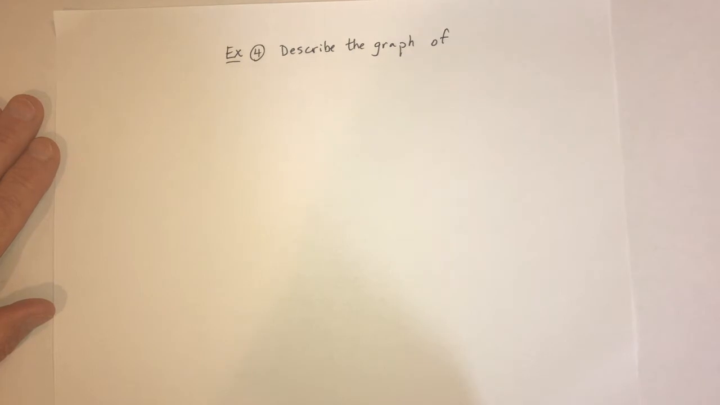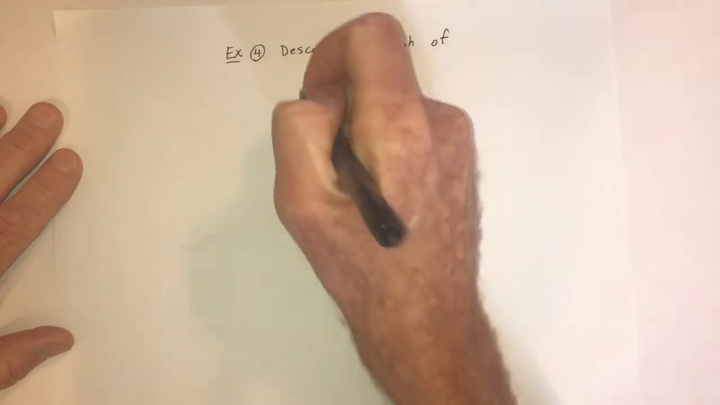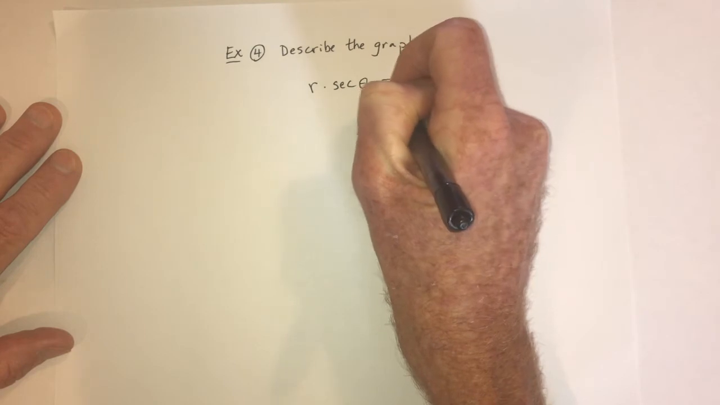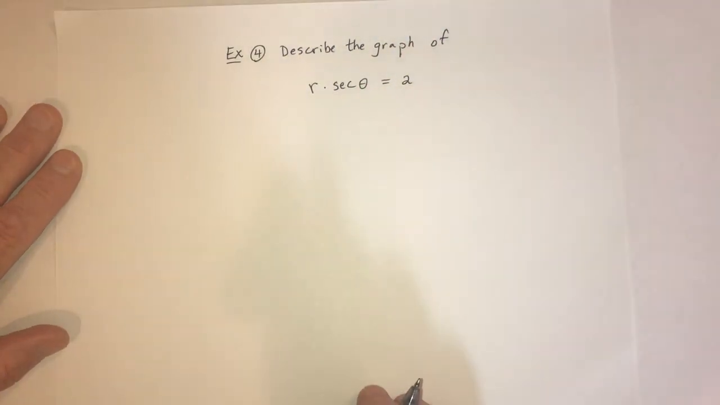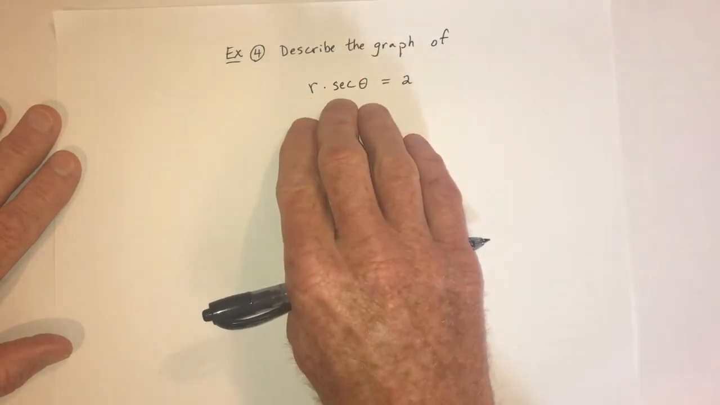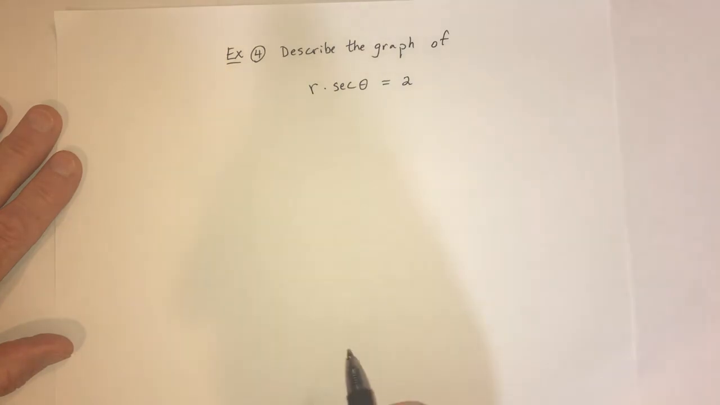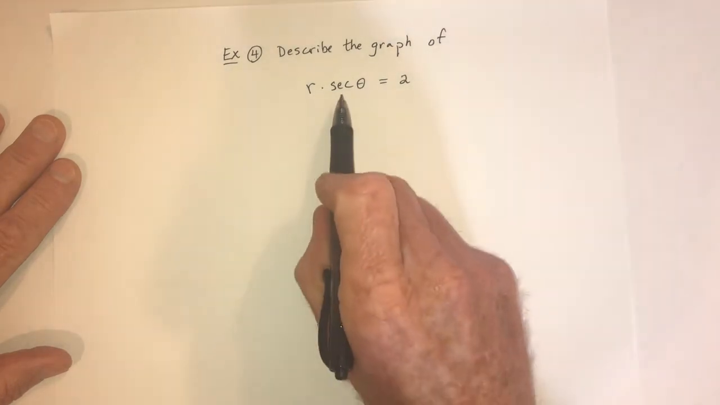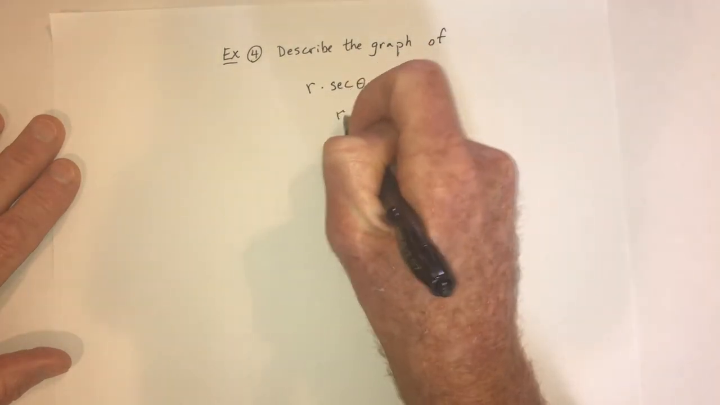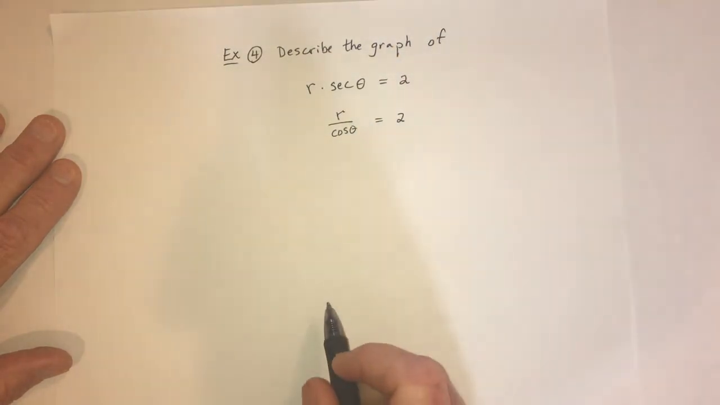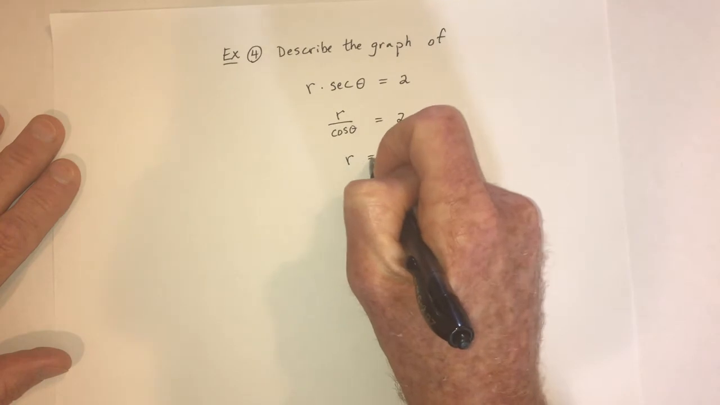And now for example number 4. Describe the graph of this function. And it is r times secant of theta equals 2. So we're going to take this out of cylindrical form and then change it to x's and y's. And then hopefully we'll be able to realize what it is once we do that. So first of all, I'm going to change secant to be 1 over cosine. And then multiply both sides by cosine.